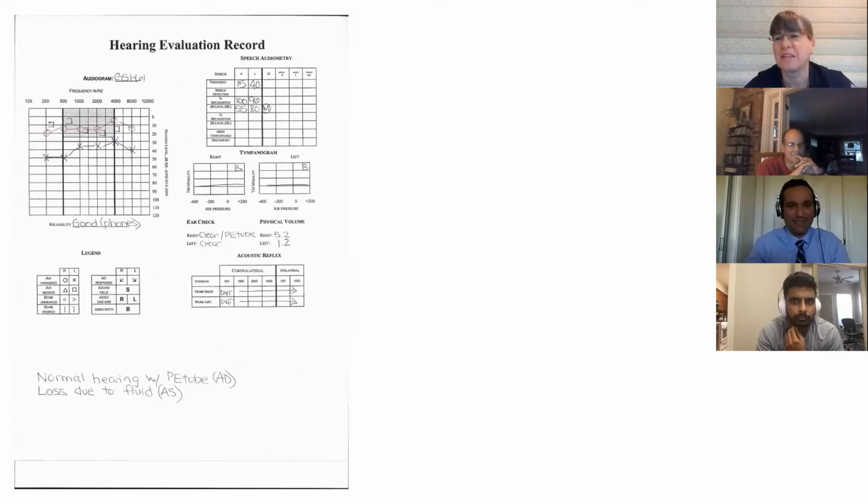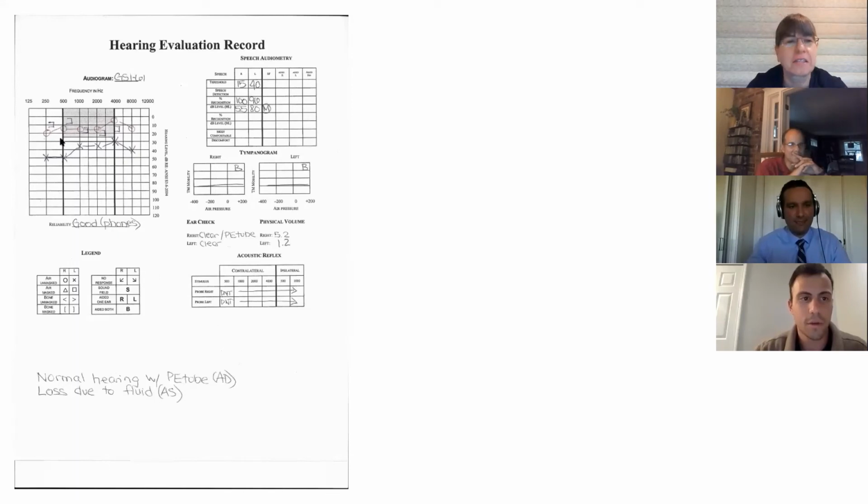I'm Aviv. Great. So looking at the right ear, the round, it looks like there is normal hearing throughout, no hearing loss. But looking at the left ear, there seems to be an air bone gap. So the bone conduction is normal, but the air conduction, you're in the mild to moderate range.